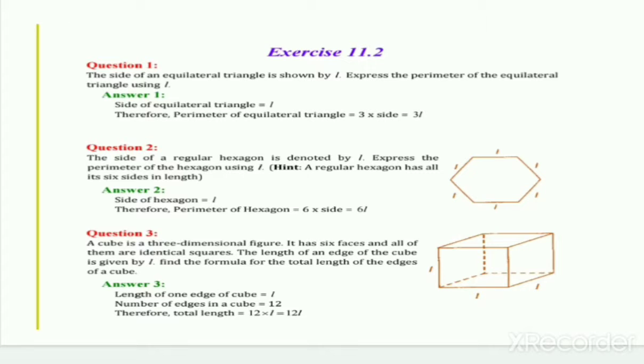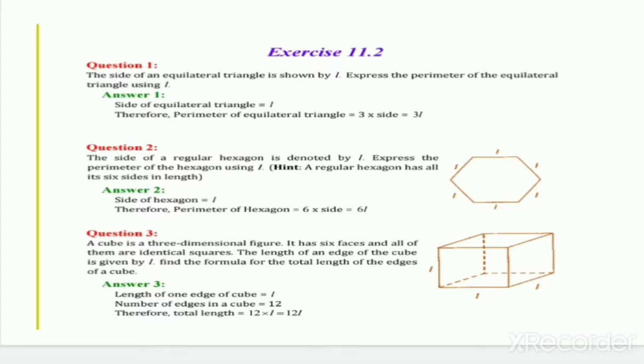A few important questions here. The side of an equilateral triangle is shown by L. Express the perimeter of the equilateral triangle using L. As we all know, first of all tell me, the triangle is one where the sum of the three angles is 180 degrees. So what is an equilateral triangle? An equilateral triangle is one where all the angles are equal.